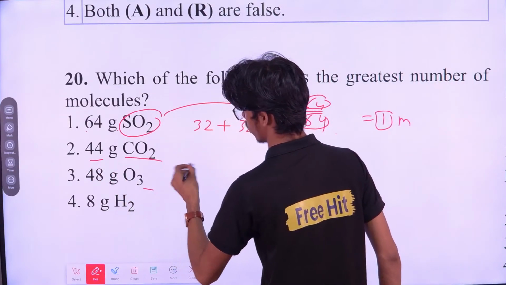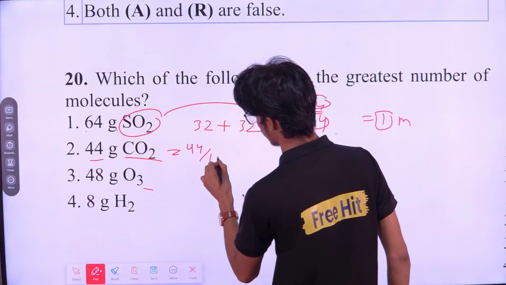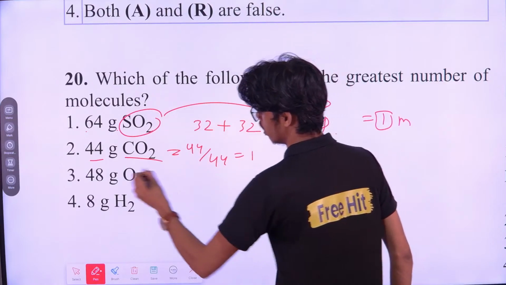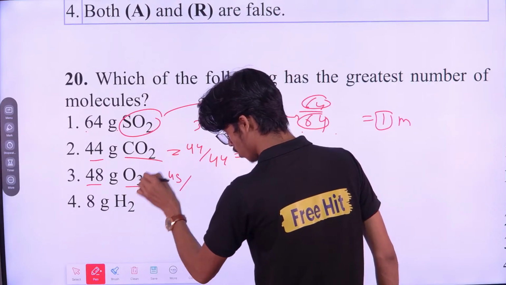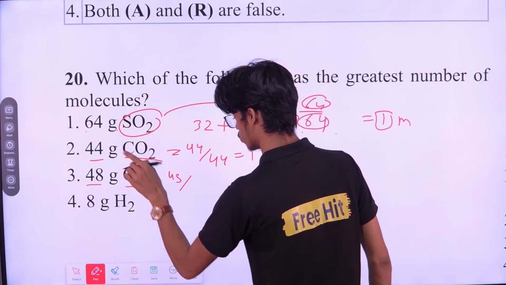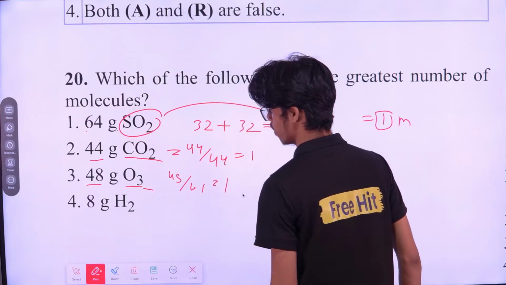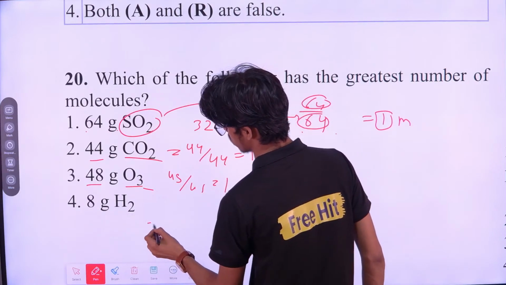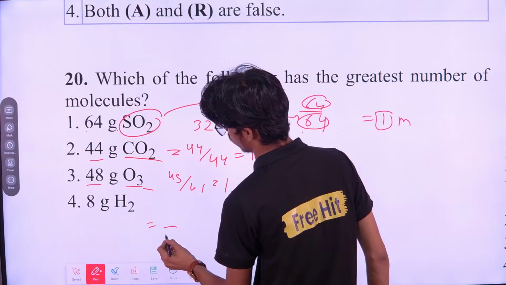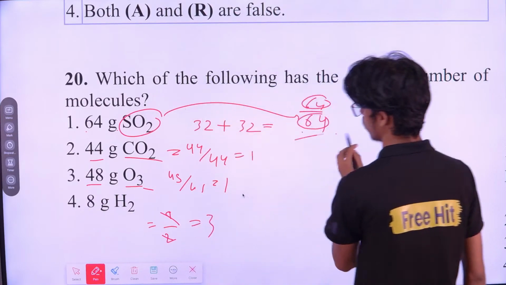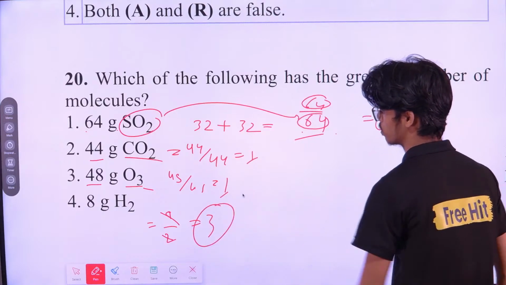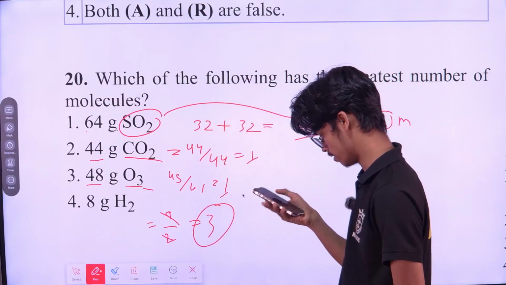44 gram of carbon dioxide. Again, given mass upon molar mass of the carbon dioxide, again 1 mole. Given mass 48, and molar mass of O3, ozone, is 16 into 3, that is 48. Again 1 mole. And 8 gram of H2. H2 has a molar mass of 2 and given mass is 8. It means 4 moles. See, 1 mole, 1 mole, 1 mole, 4 mole. So option number 4 is the right answer for question number 20.